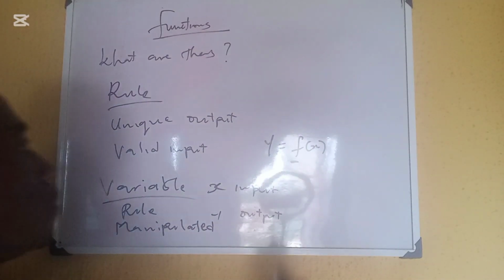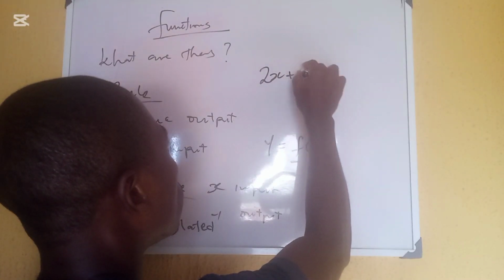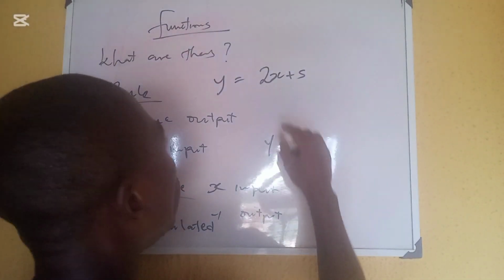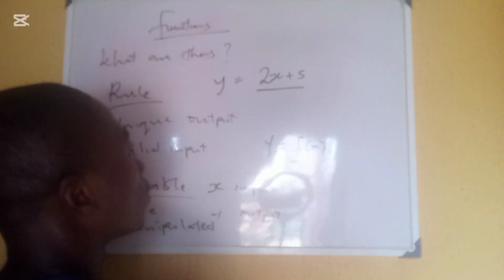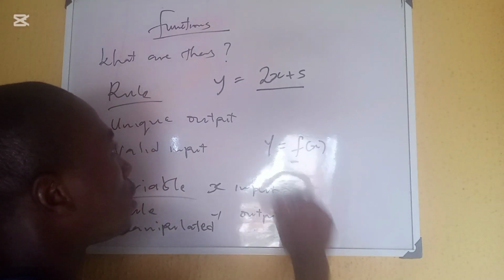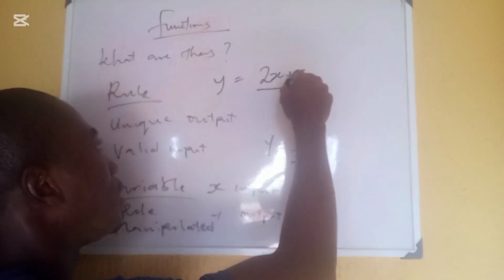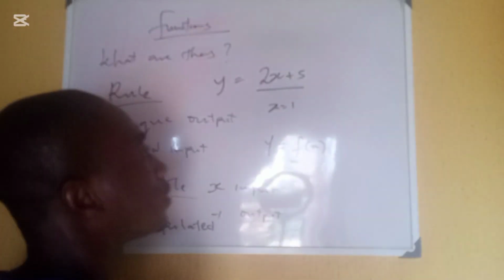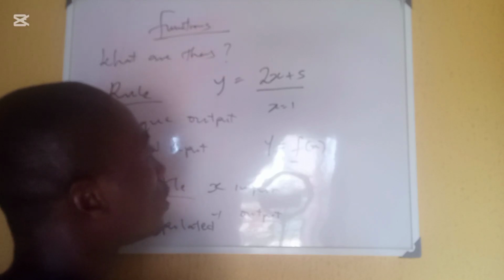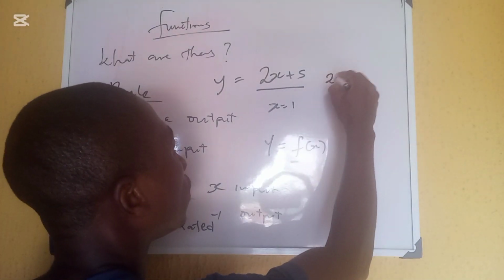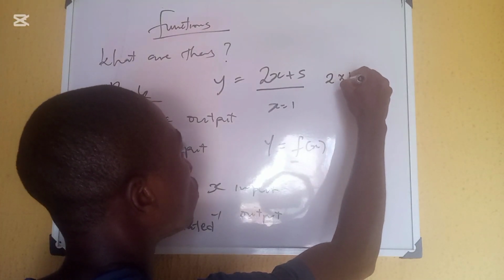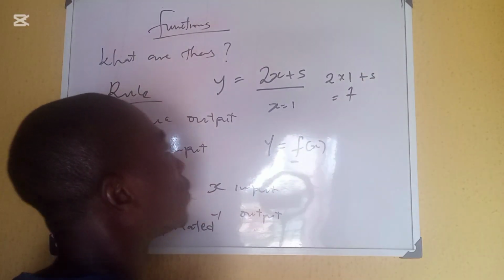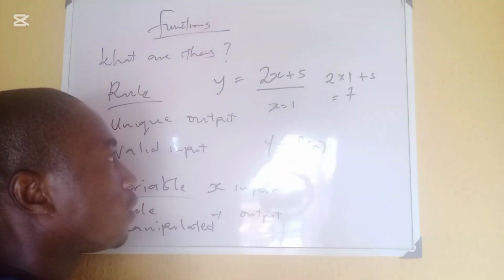Let's take an example where we have y equal to 2x plus 5. Now, this is a function. So it tells us how x is manipulated to get y. Take, for instance, when x is equal to 1. So what does it mean? Multiply 1 by 2 and add 5, which is equal to what? 7. So that is what a function is.